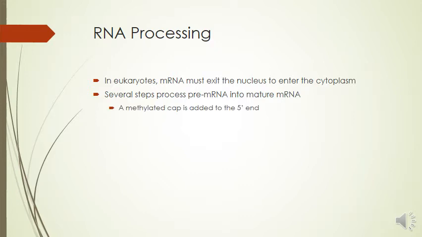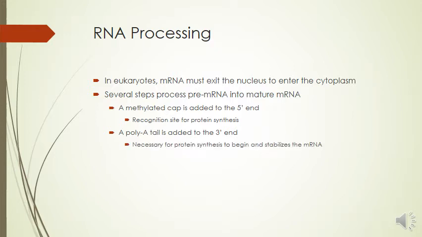A methylated cap is added to the 5' end. It is a recognition site for protein synthesis. A poly-A tail is added to the 3' end. And this is necessary for protein synthesis to begin, and it stabilizes the messenger RNA.